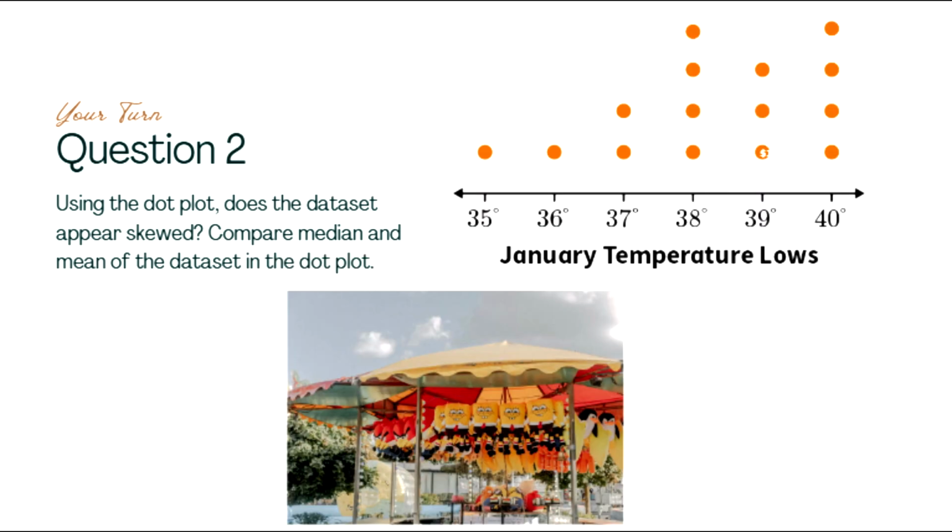Here's question number 2. Using the dot plot, does the data set appear skewed? Compare the median and mean of the data set in the dot plot. Pause the video, do it, come back. Yes, it's skewed because we have a dinosaur head going down to his tail.